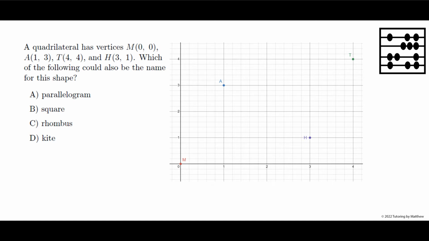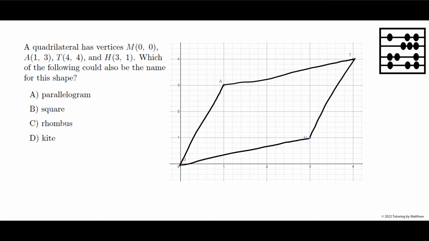So I'm going to connect the vertices now, M to A to T, T to H, and H to M. This gives us some idea of what the quadrilateral may also be. It's also a good idea in general to find the slope between all the points, and you want to find the slope from left to right. So M to A. We do this by counting, rise over run, 3 over 1.